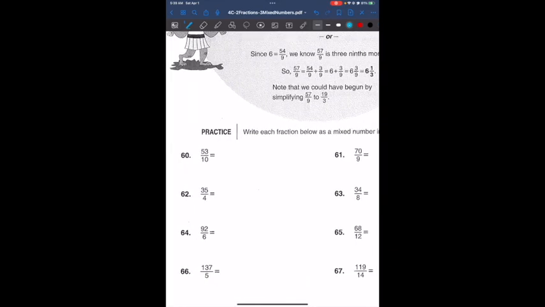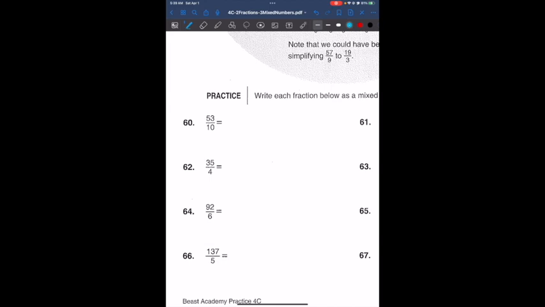Now we're going to practice that using some practice problems. And so the multiple of 10 that is closest to 53 but still less than 53 is going to be 50. So we're going to write this as 50 over 10 plus 3 over 10. So we can write this as 5 plus 3 over 10. So that would be 5 3/10.